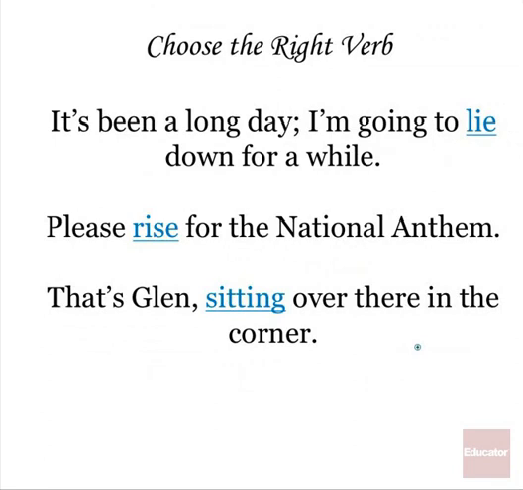And here we are. It's been a long day. I'm going to lie down for a while. Remember, lovers often lie. You don't need a direct object for that. And we've got that I sound, which means it's intransitive. It does not take a direct object. The only thing lying down is the person speaking.